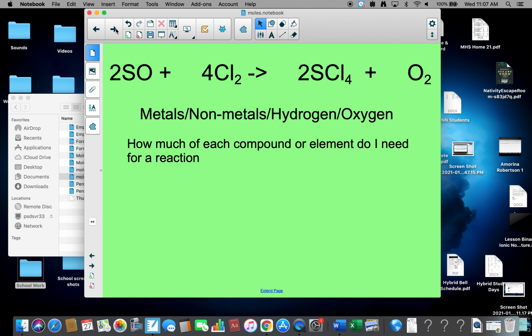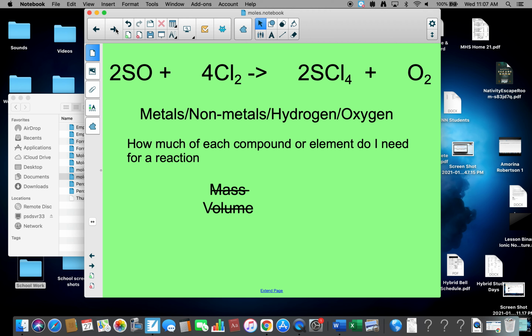But a question came up when they did this process. How much of each compound do I do to make this reaction function? I mean, they tried mass. 2 grams and 4 grams didn't give me 2 grams of sulfur tetrachloride. So they tried volume. 2 liters and 4 liters. Would it give us 2 liters? Nope, it didn't work either.